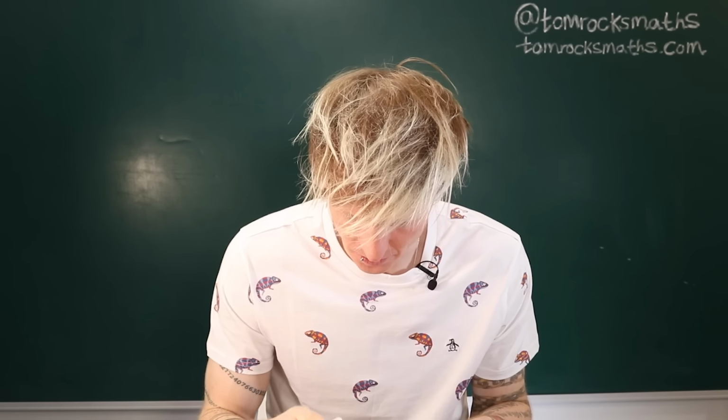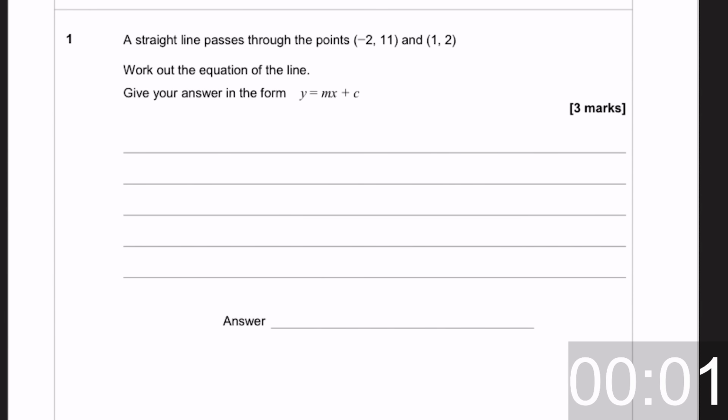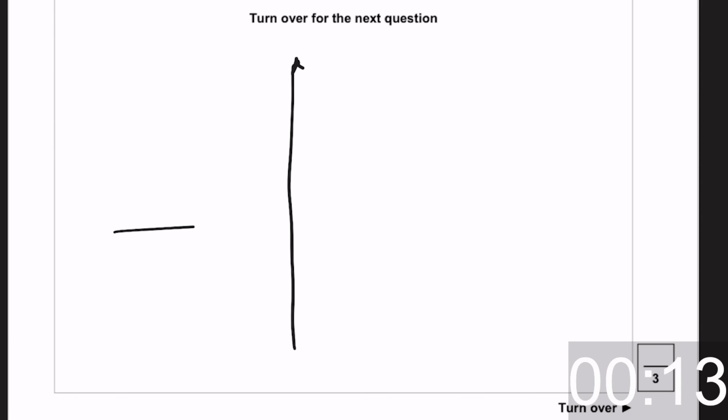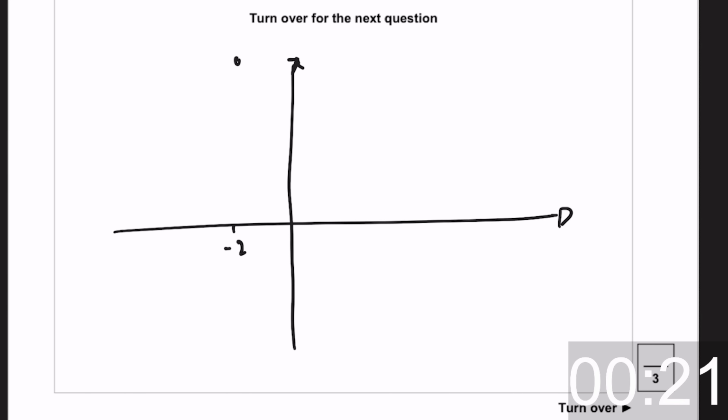So, question 1. A straight line passes through the points (-2, 11) and (1, 2). Work out the equation of the line. Right, well, I'm going to draw a graph here. First thing I'm going to do is draw a diagram, I think, just to make sure I have a feel for what's happening. So -2 for x, so that's going to be here, and 11 for y, so that's going to be up here. And then 1 for x and 2, like that maybe.